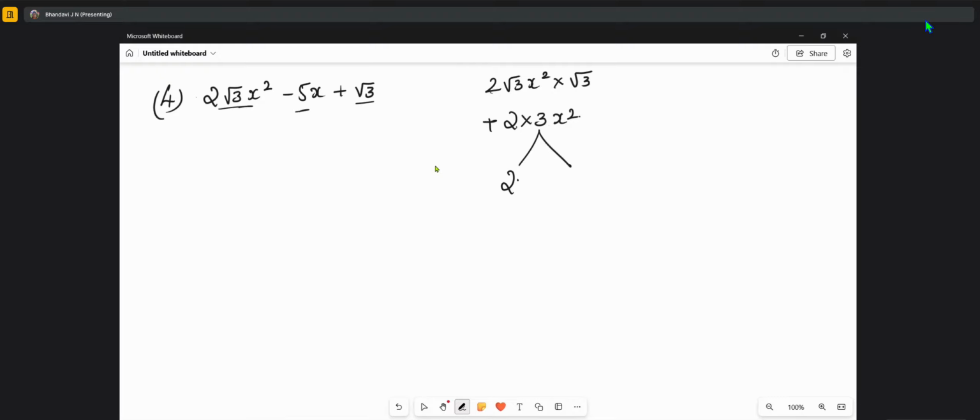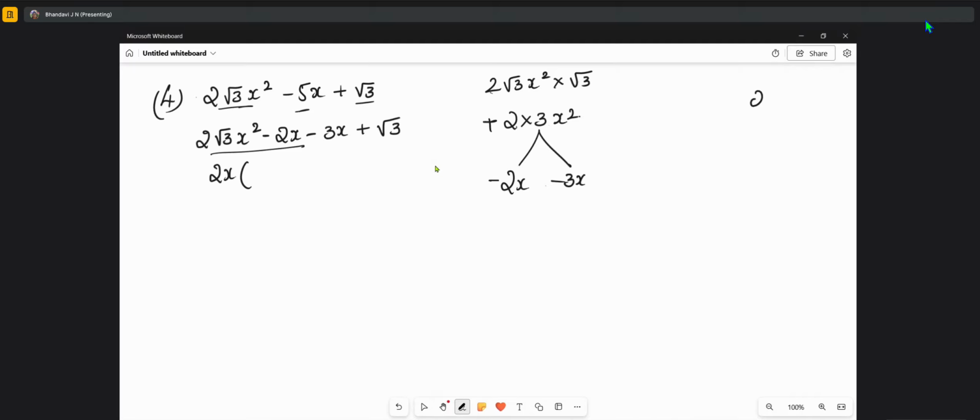I can take it as 2x and 3x. If you add, you will get plus, but I need minus, so this is minus, this is also minus. Minus 2x and minus 3x. Now write this 2 root 3 x square, instead of minus 5x, I will write minus 2x minus 3x plus root 3. Here what can I take common? I can take 2x common, correct?